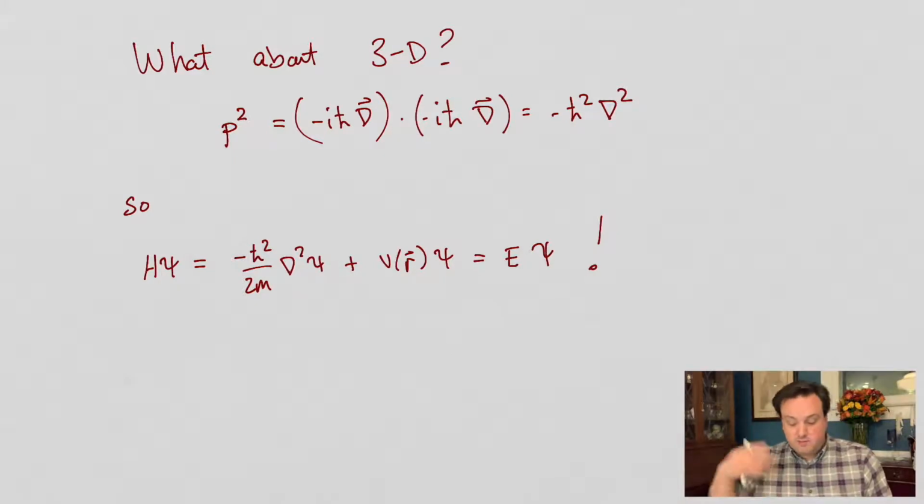That's sort of the rite of passage for quantum mechanics classes, that you write that down so much that you start crossing your h's even when you're not doing quantum mechanics.